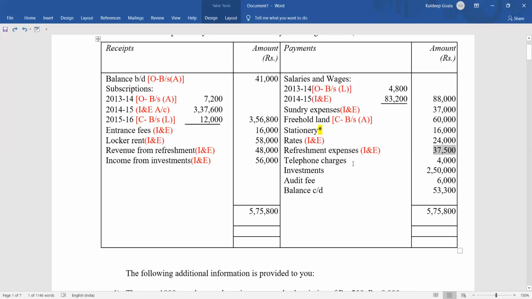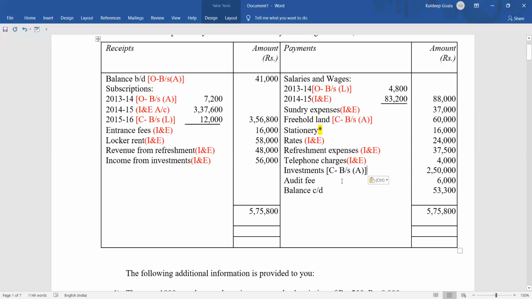Clear? Then coming to the next one, telephone charges. Telephone charges will also come in the income and expenditure account expenditure side. Okay, then coming to the investment. Since the investment has been done in this particular year, it is referring to a closing asset. So it will come in the closing balance sheet asset side, right?